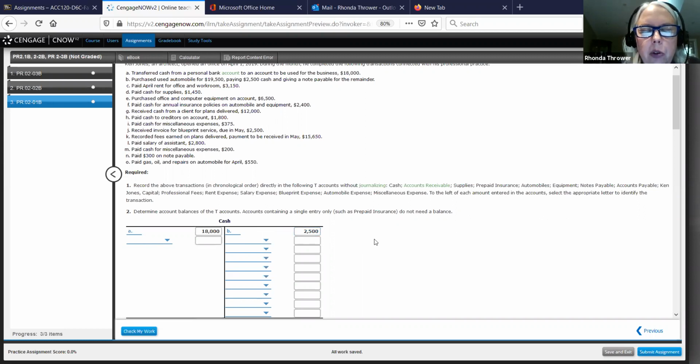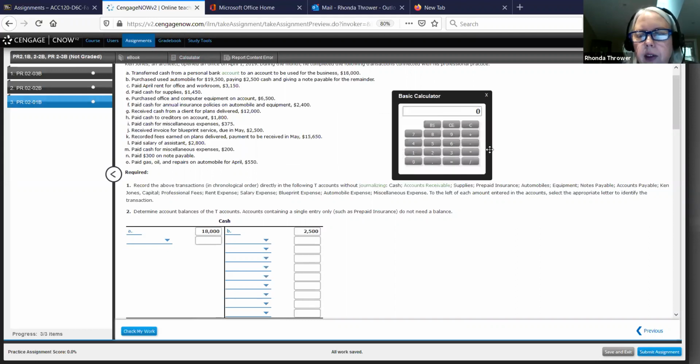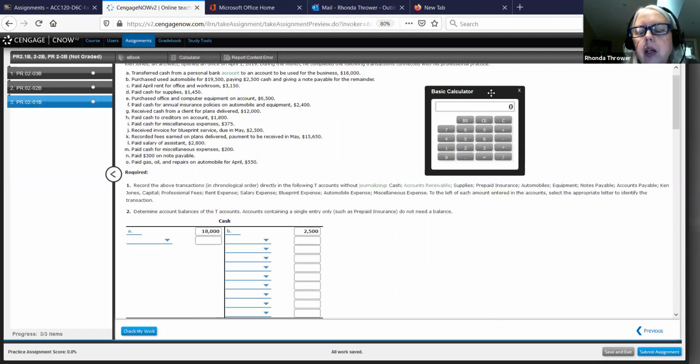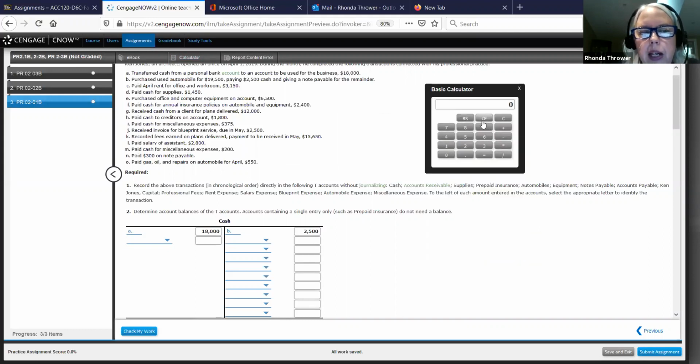So I debited my automobile for $19,500. I've got a credit to my cash for $2,500. My accounting equation is not in balance. $19,500 is not $2,500. So what we have to do is find the difference between what we purchased the asset for and the cash that we paid down.